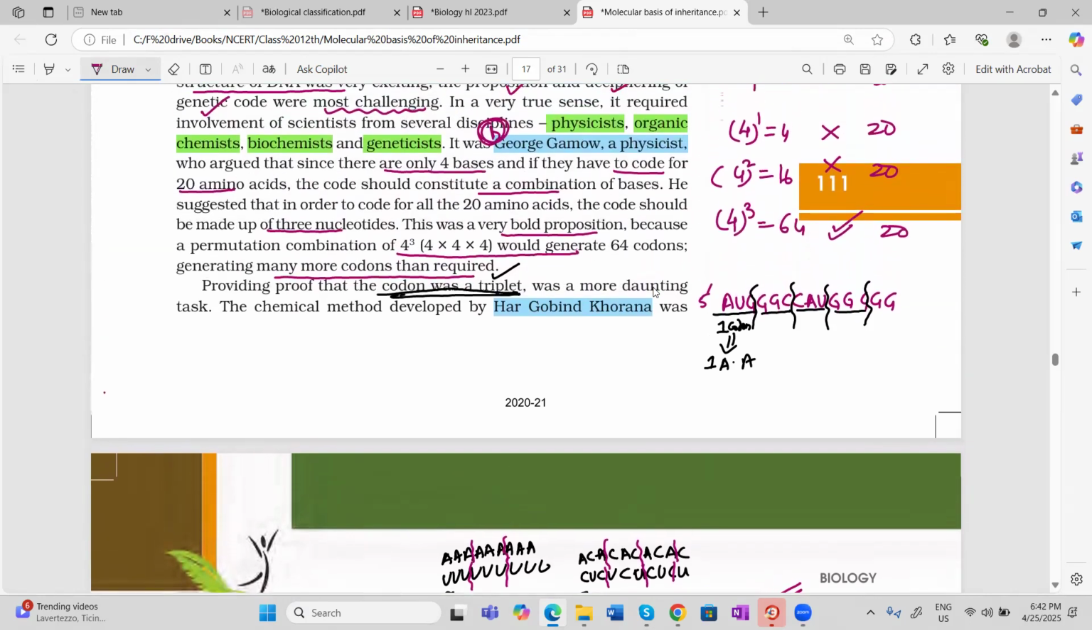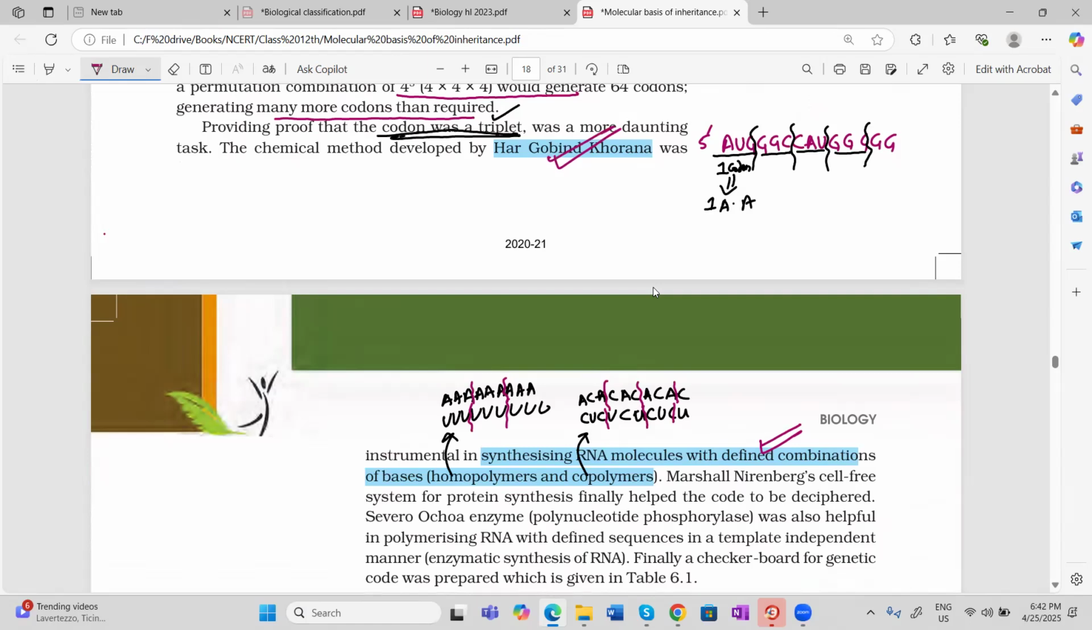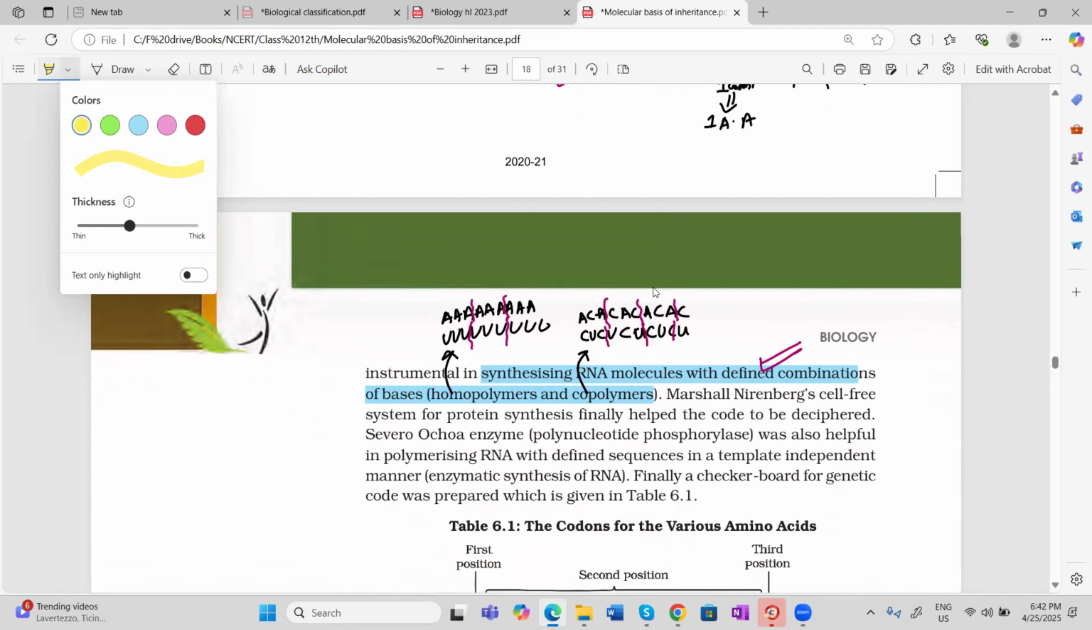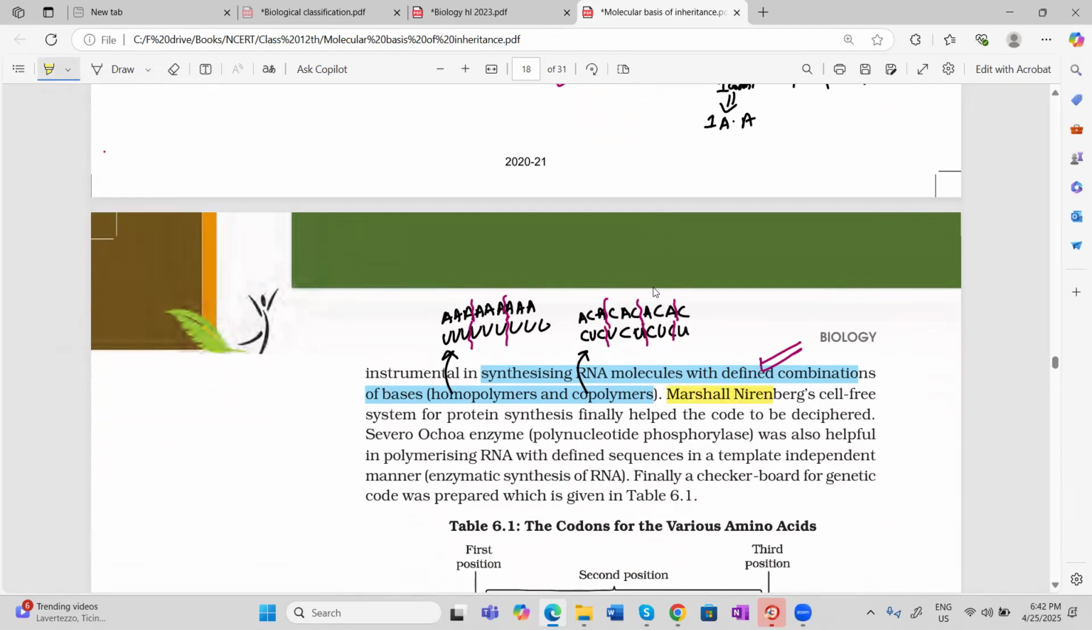First person was George Gamow. And now second person was Hargobind Khurana. Now come to the third person. Third person was Nirenberg. What he did, he prepared protein without using cell to decipher the genetic code. Cell-free system means he does not use cell. Without using cell, he prepared the protein to help deciphering the code, means triple U codes for phenylalanine, for example. This is the way how deciphering is done.